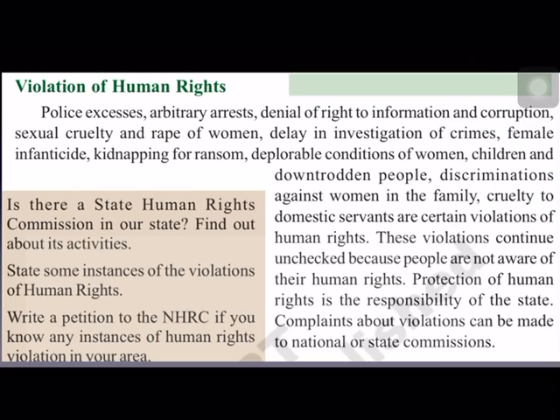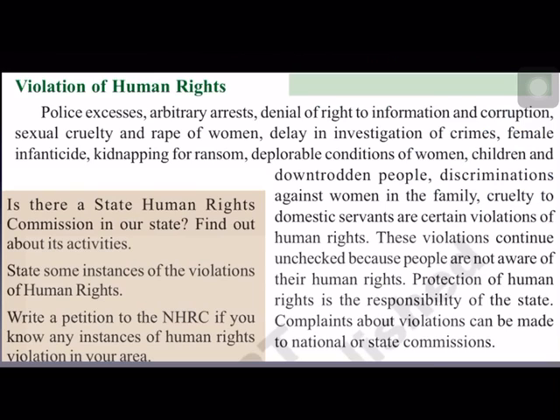Deplorable, very pitiable conditions of women, children and downtrodden people. Discrimination shown against women in the family. Harassment of women by their husbands and in-laws. Cruelty to domestic servants. These are certain violations of human rights. All these cases come under violation of human rights.